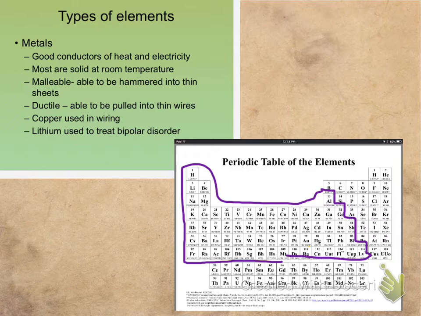There are also some interesting medical uses for some metals. Lithium is actually used to treat bipolar disorder by correcting a brain chemistry imbalance. And metals like sodium and potassium play important roles in the body, in the sodium and potassium pumps that we find in our cells.